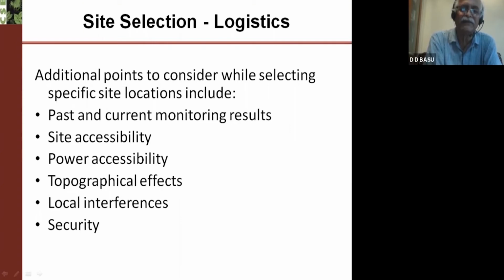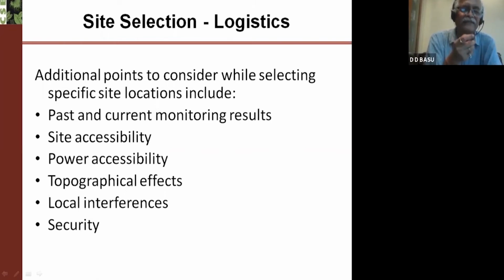Logistics is a very, very important thing. Past and current monitoring results: if you want to select a site, you have to see whether past or current monitoring results are available. Maybe they were done by other agencies, but we can take these things.